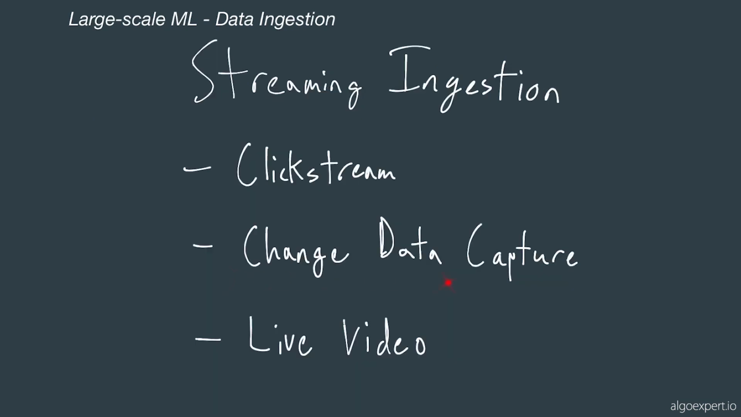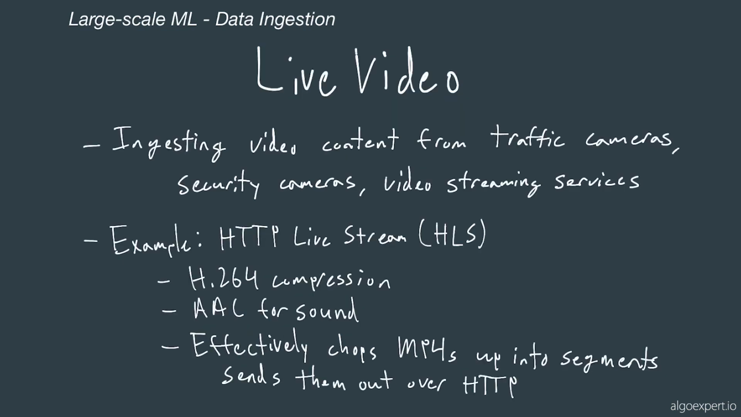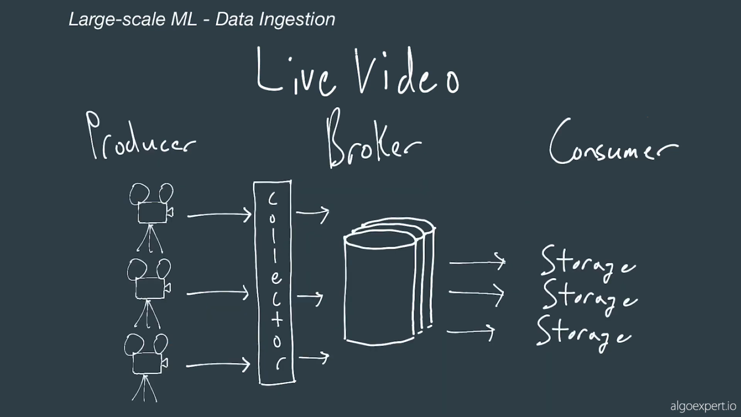So now that we've gone over change data capture, we're going to finish with live video. So live video could mean ingesting video content from traffic cameras, security cameras, or video streaming services. An example is HLS, which is HTTP live stream. Basically what it does is it takes an MP4, chops it up into segments, and sends out those segments over HTTP. So how would this look in terms of our producer, broker, and consumer paradigm that we've talked about before? Well, now we would have different video cameras.